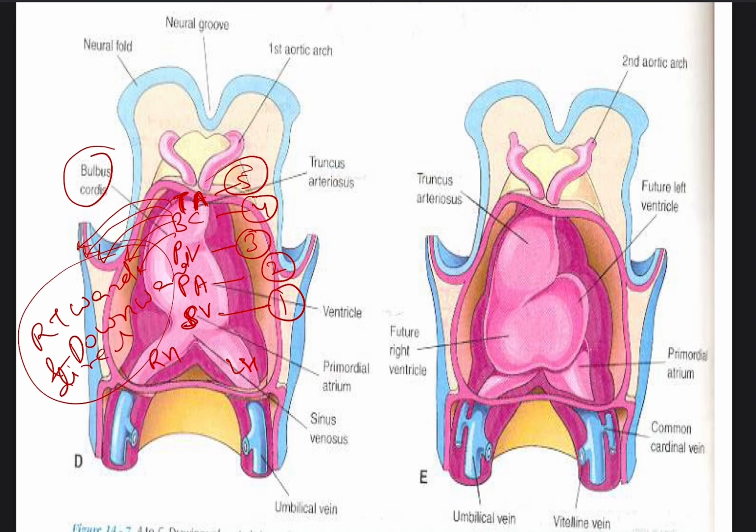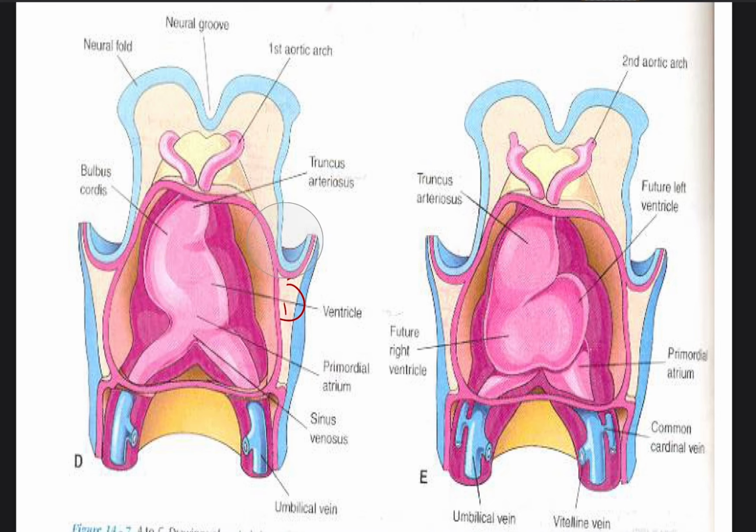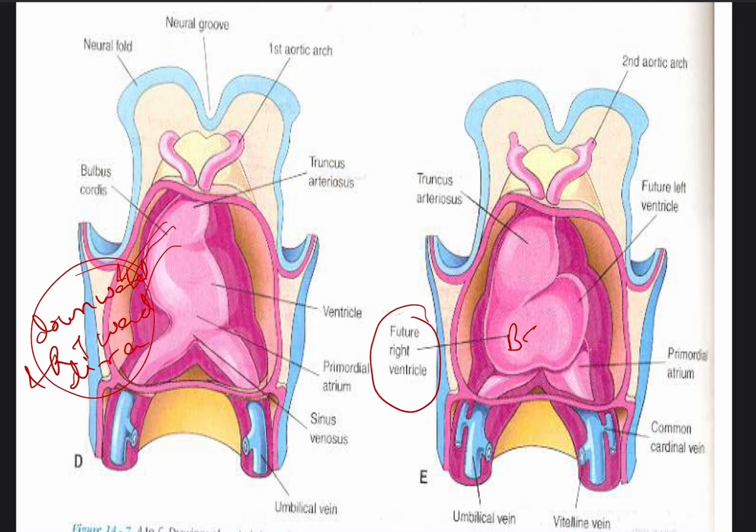You can listen or repeat this sentence around 100 times, as if I were explaining this to 12th standard students: that bulbus cordis is developing in such a manner that it comes in the downward and rightward direction. Downward and rightward direction, please see. Bulbus cordis comes in the downward and rightward direction.